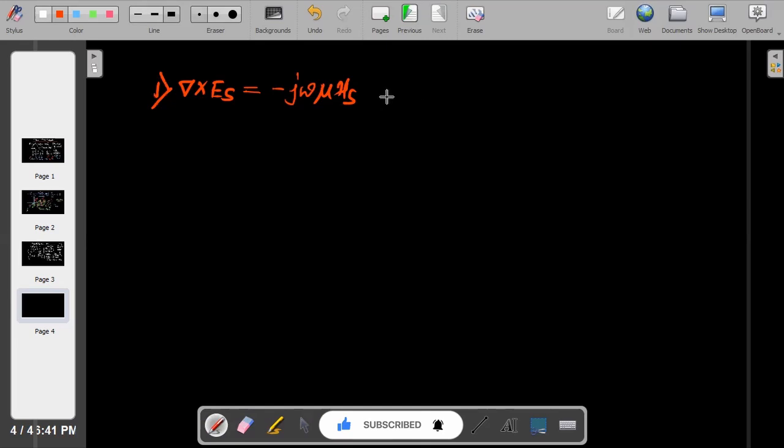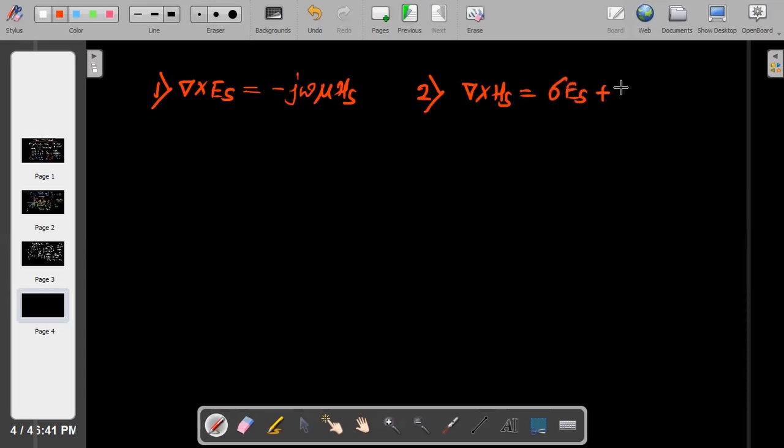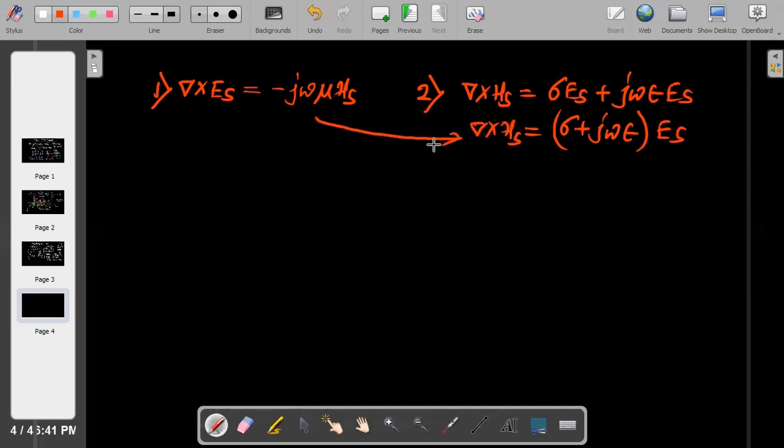This is one equation. Second one, del cross Hs is nothing but sigma into Es plus j omega epsilon into Es. So we can write like that, sigma plus j omega epsilon multiplied with Es. We can write, yes or no, tell me. So these two equations you remember.